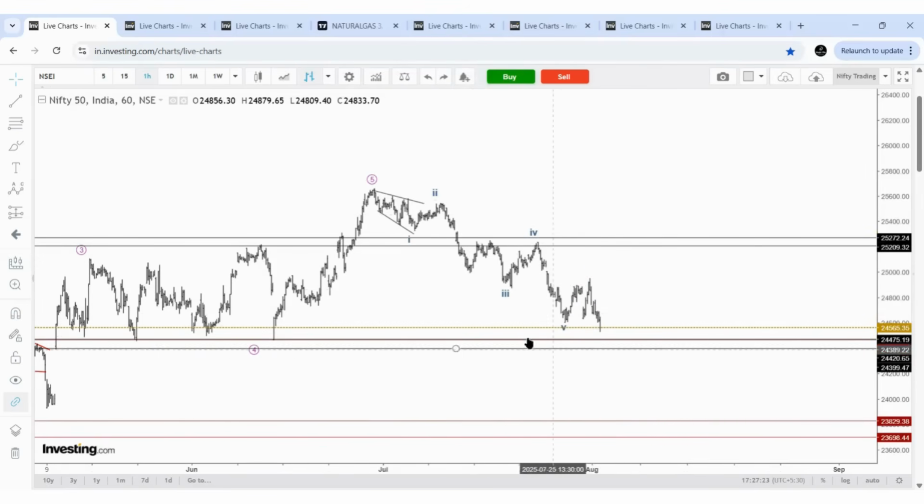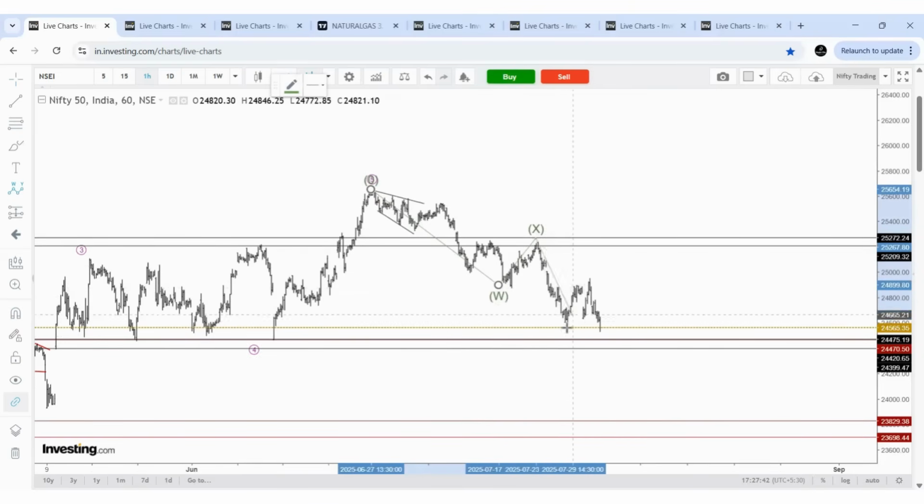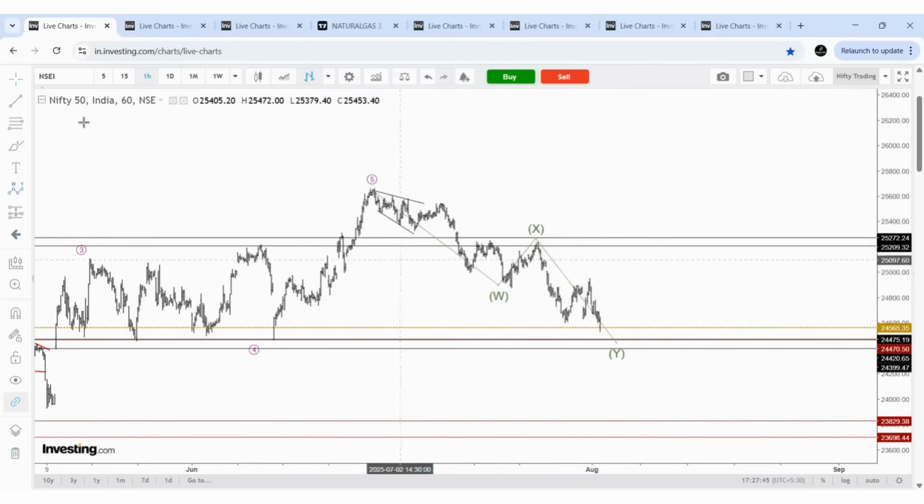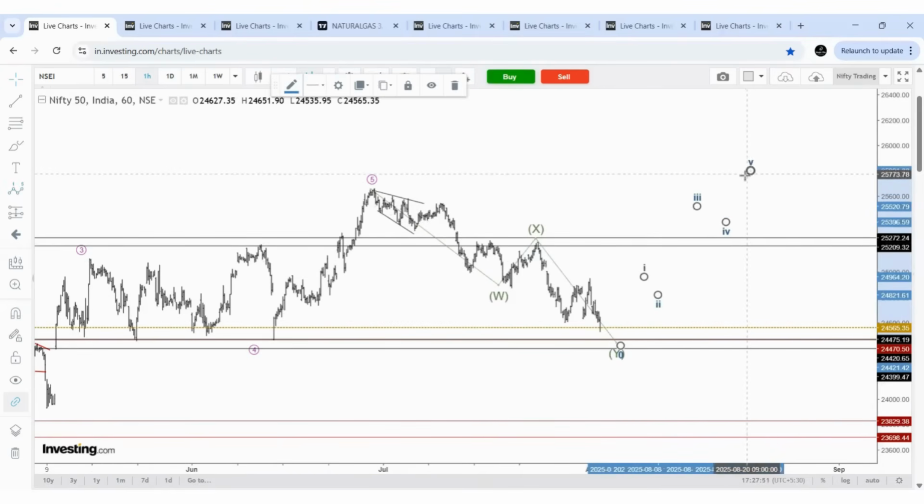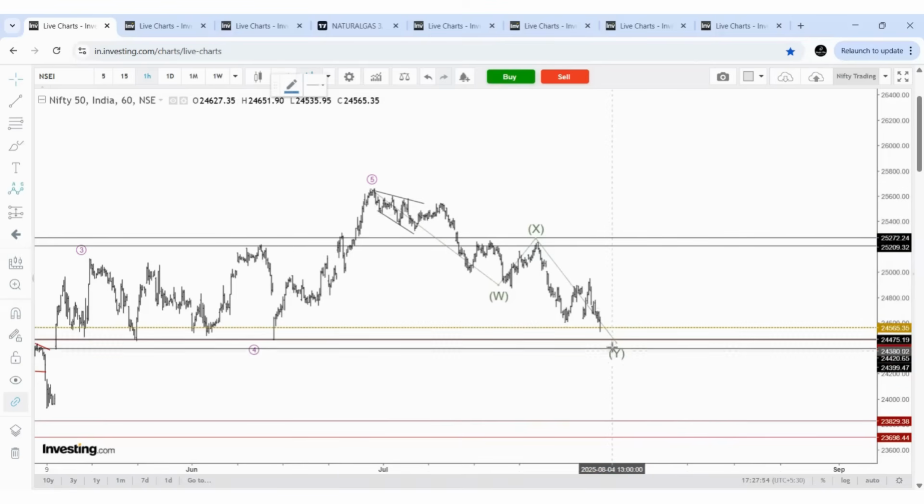And the other option for counting this decline, since wave 1 is not fully convincing, is that all are complex 3 waves, like A, B, C, W and X, A, B and C. Then it can be a new impulse, like this, or another set of complex ABC. So in both cases, both in WXY or 1, 2, 3, 4, 5, this zone is very important. See, if this is the WXY case, there are chances for the end of the correction also.